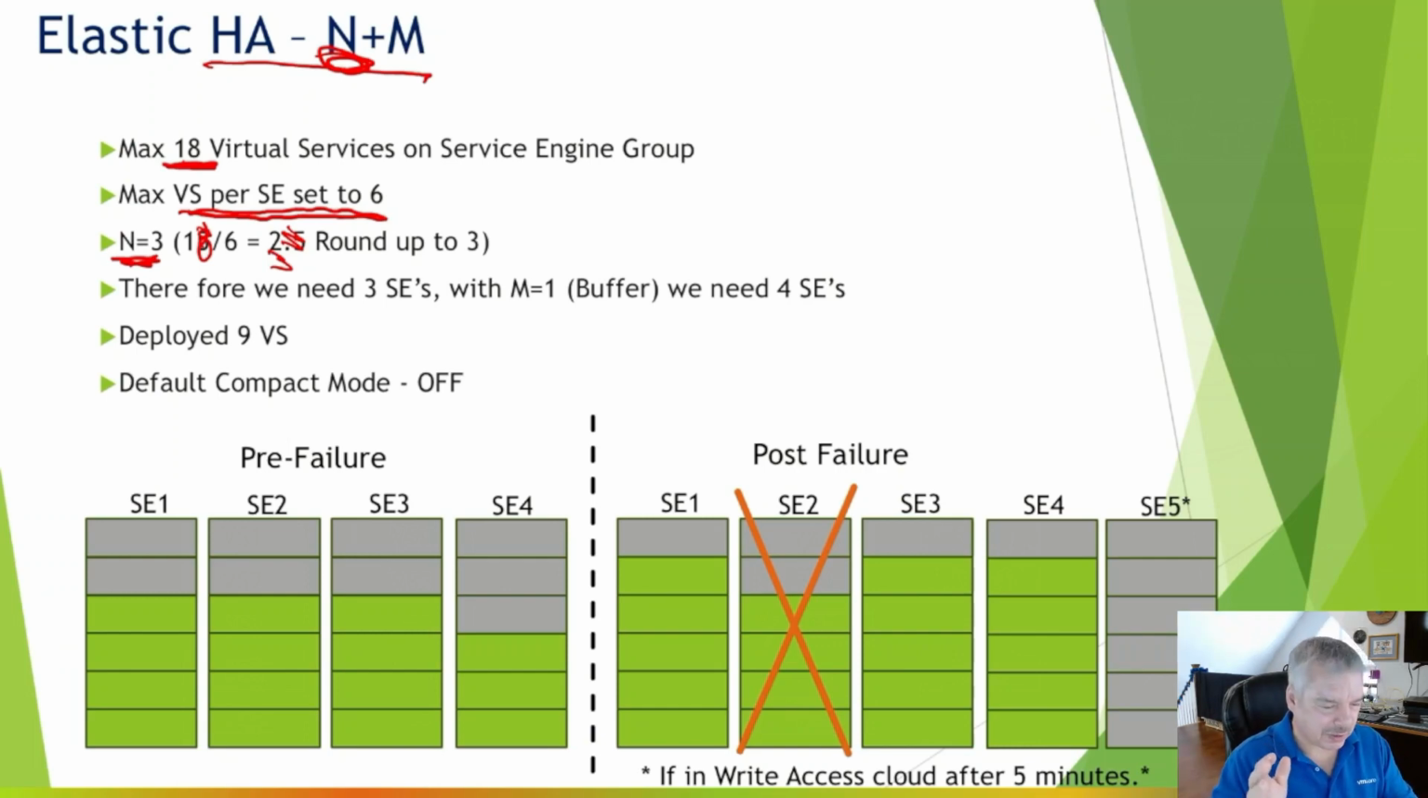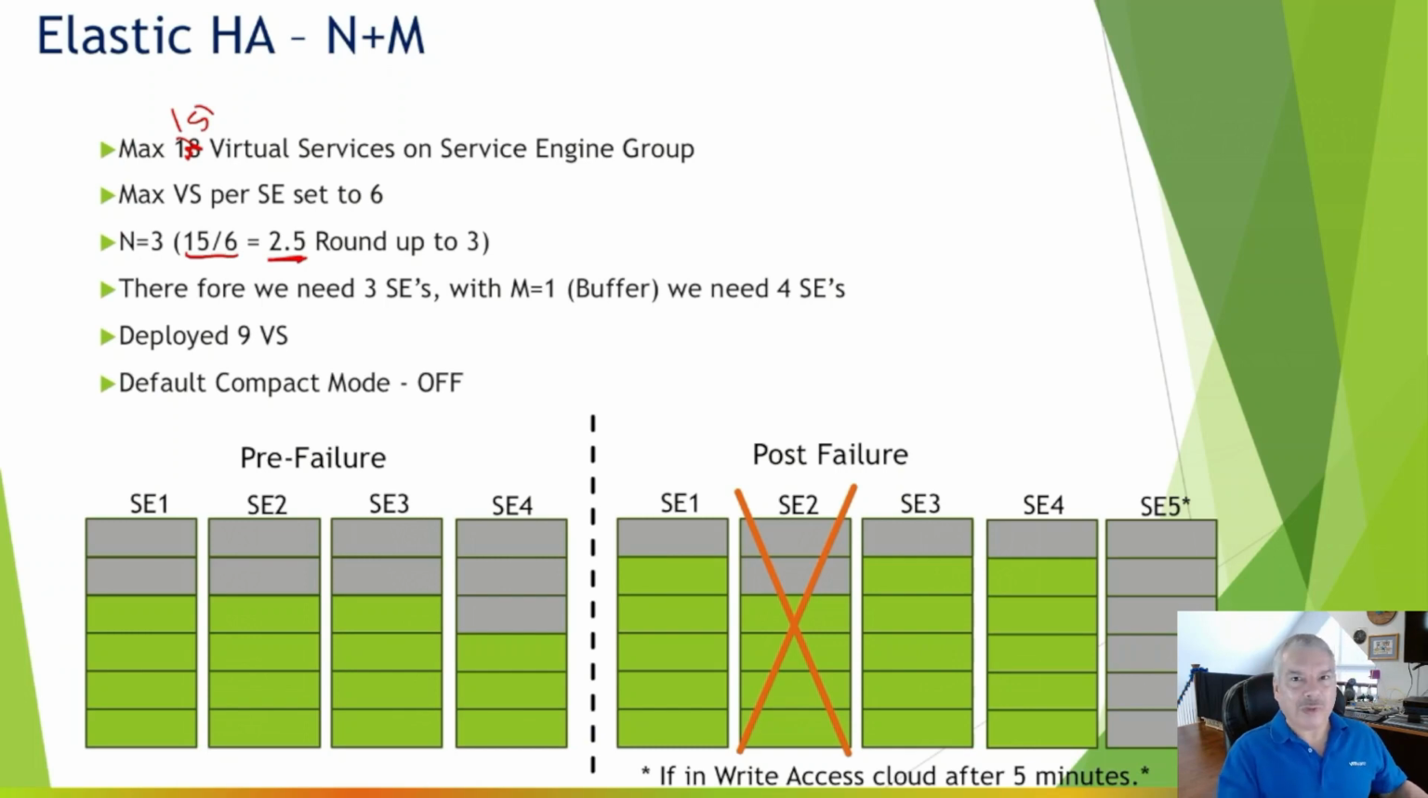Now, for argument's sake, let's say this was 15. Therefore, 15 divided by 6 gives me 2.5. I need 2.5 service engines. Well, you can't have half a service engine, right? So you basically need 3 service engines. You always have to round up. So to satisfy this number of virtual services, I would need 3 service engines.